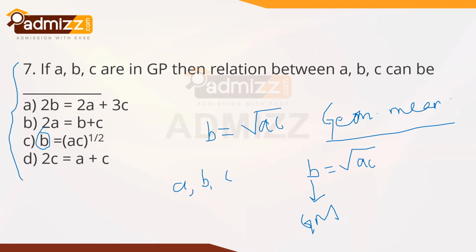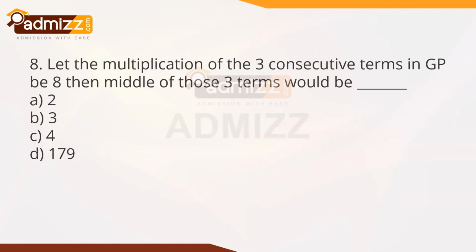So with this done, let's move on to another problem. Let the multiplication of three consecutive terms in a GP be 8, then the middle term of those three terms would be? This is a bit tricky if you're not familiar with these types of problems.